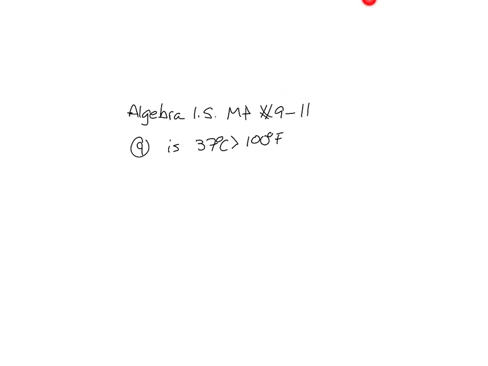So is 37 degrees Celsius greater than 100 degrees Fahrenheit? Or I suppose technically we should be asking greater than or equal to. Well, they give you a formula for this. Let's take a look at what the formula is. They say that degrees Fahrenheit is equal to 9/5 degrees Celsius plus 32.